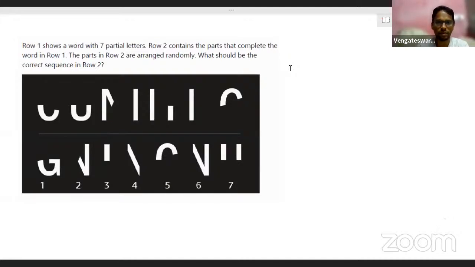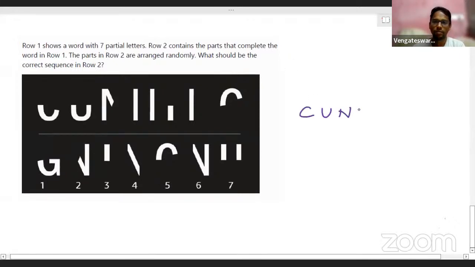Yes, okay, fine. I know all of you got the word. What word is it? It's cunning. Brilliant. Very good. Cunning is the word. Now, what sequence order will complete this word cunning? This one should come first, right? This fifth figure, when you place it here, completes your C. What will come next?